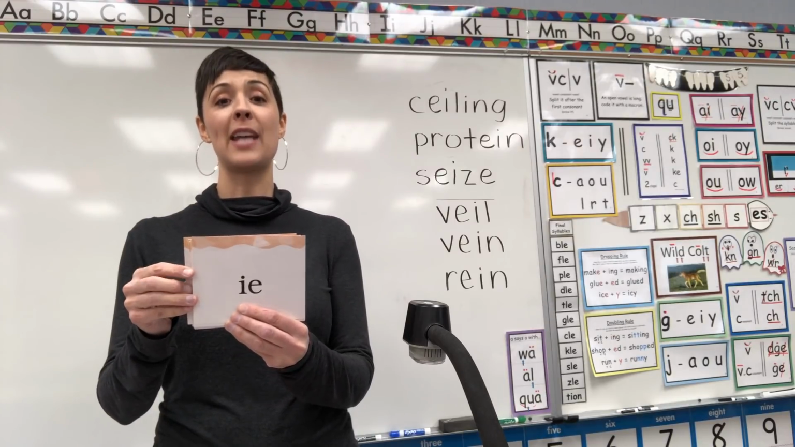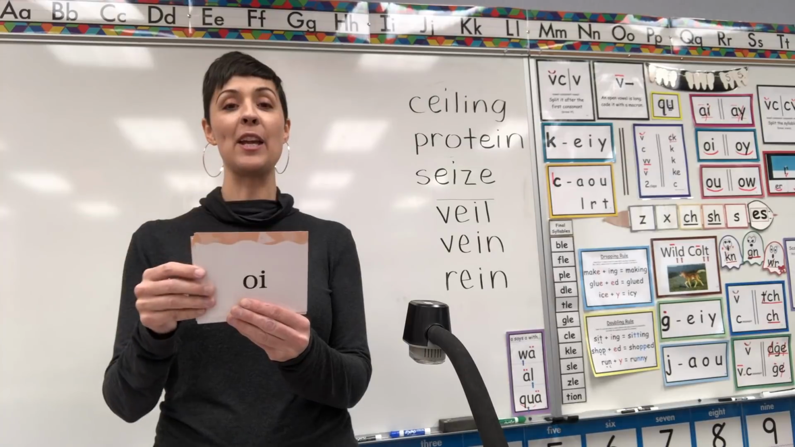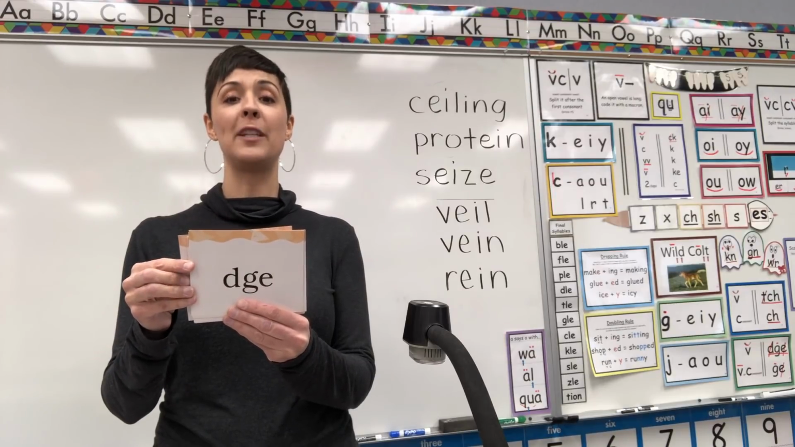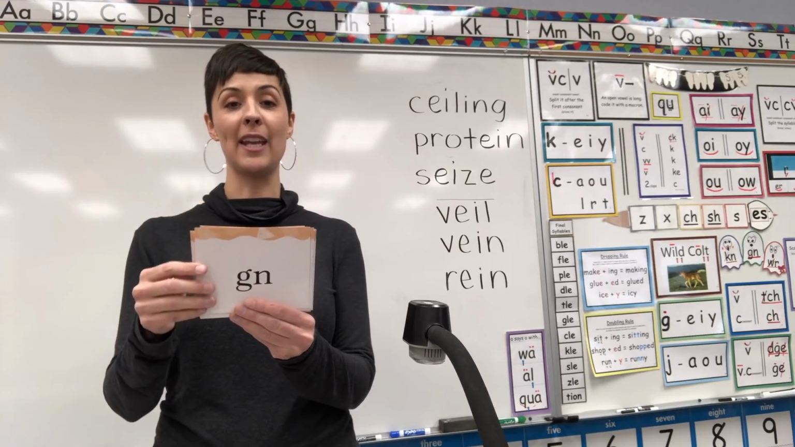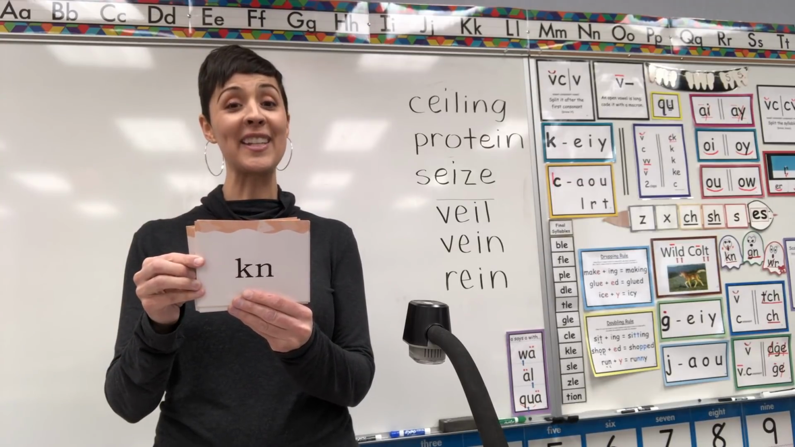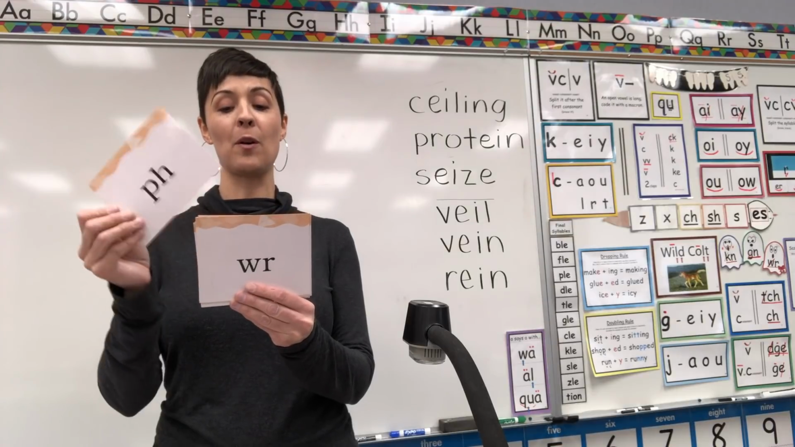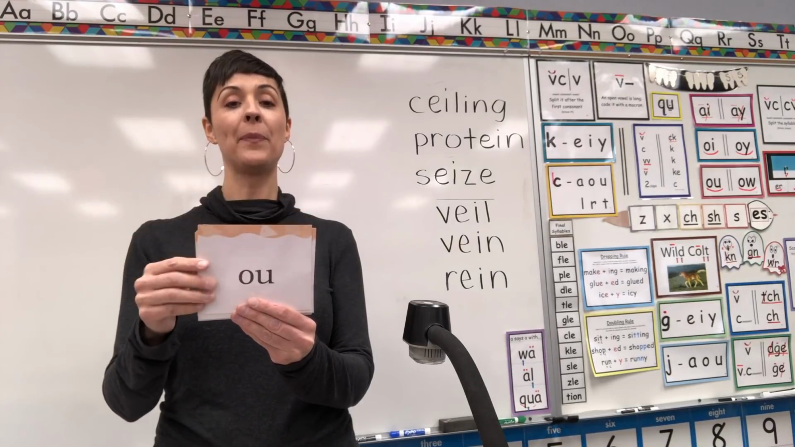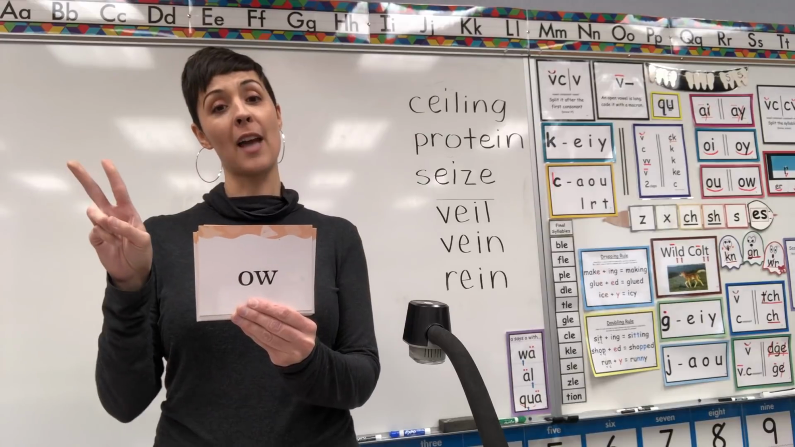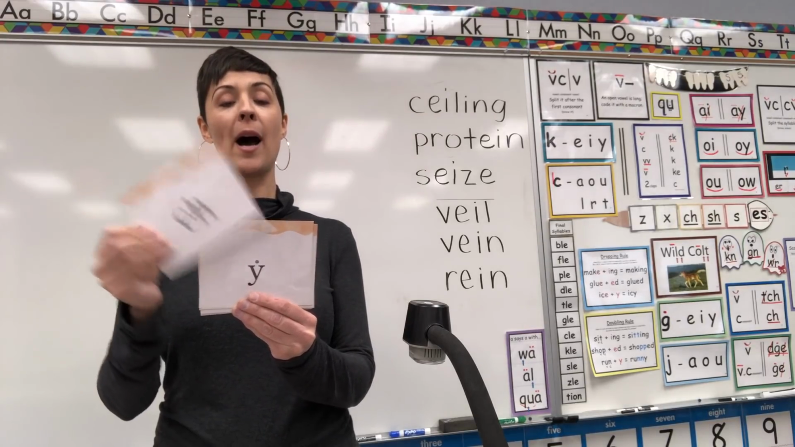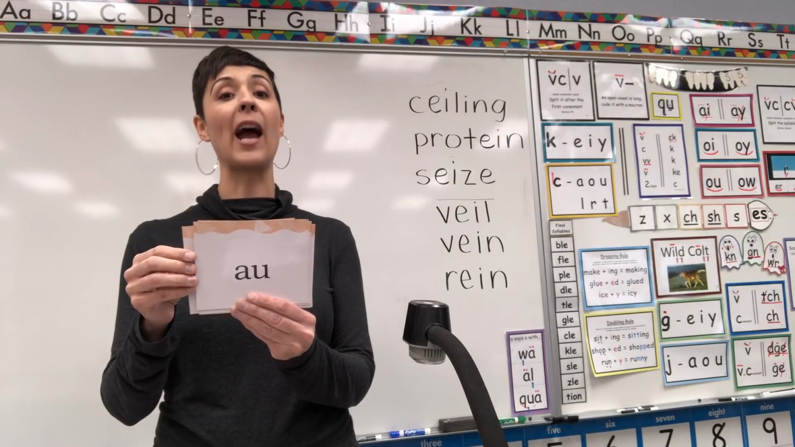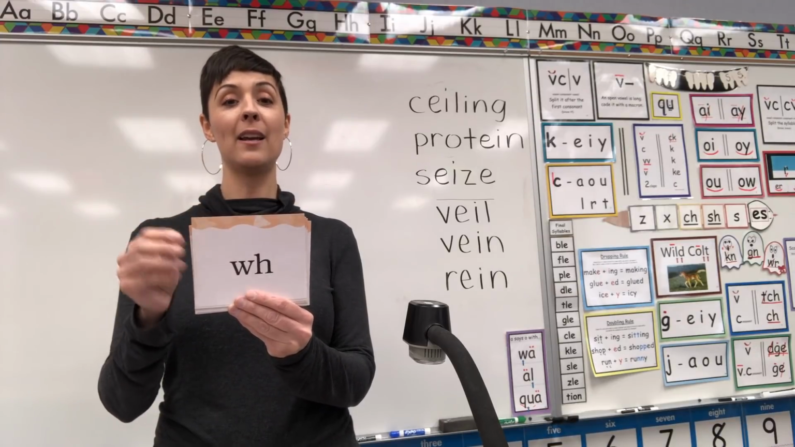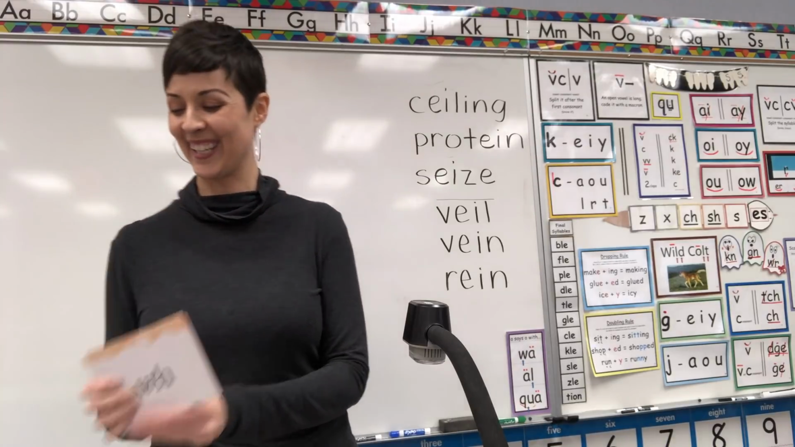Combination, WH. Digraph, IE. Digraph, EA. Diphthong, OI. Diphthong, OY. G. Trigraph, DGE. Trigraph, TCH. Ghost digraph, GN. Ghost digraph, KN. Ghost digraph, WR. Digraph, PH. Digraph, EY. Digraph, OA. Diphthong, OU. Diphthong digraph, OW. Vowel, Y. Digraph, CH. Digraph, AU. Digraph, AW. Final syllable, TION. Combination, WH. You got it.